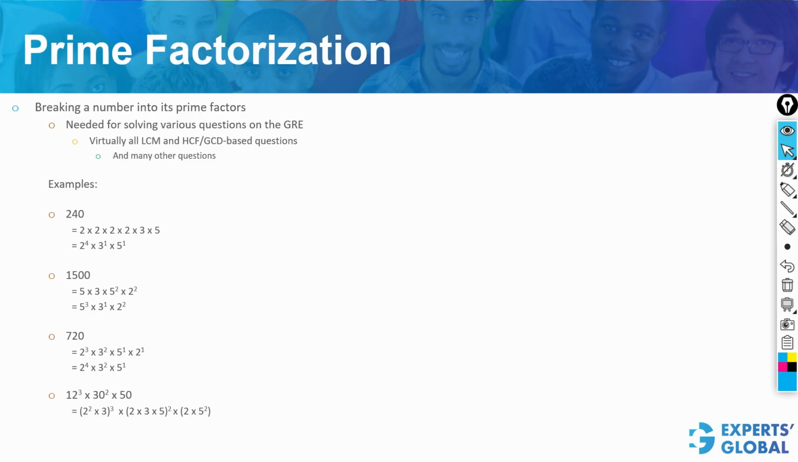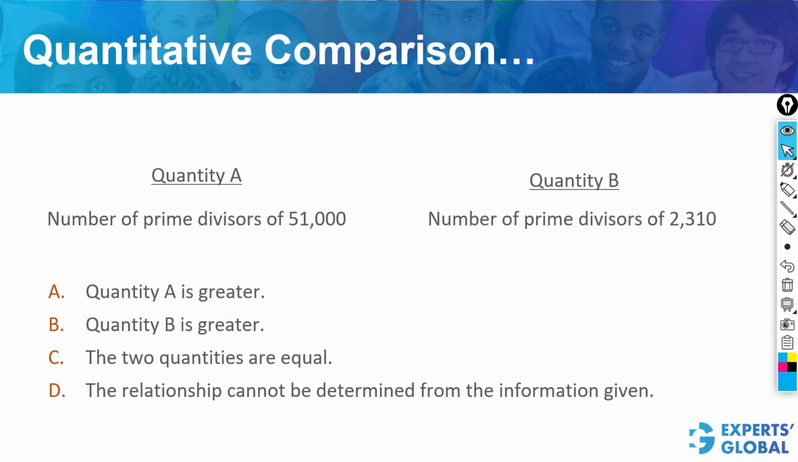On opening the brackets, this is what we get. And on combining the same prime bases, this is what we get. This is the eventual prime factorization of this expression here. Let's take a GRE-like problem now. Please pause the video and solve this.